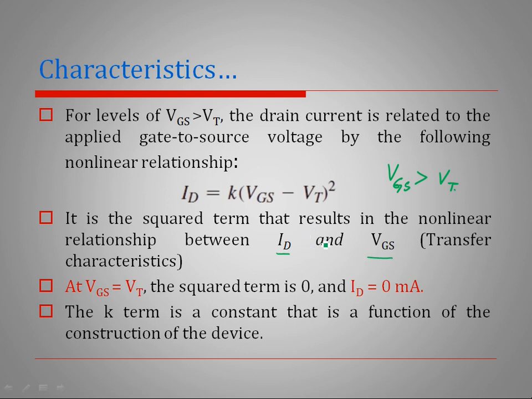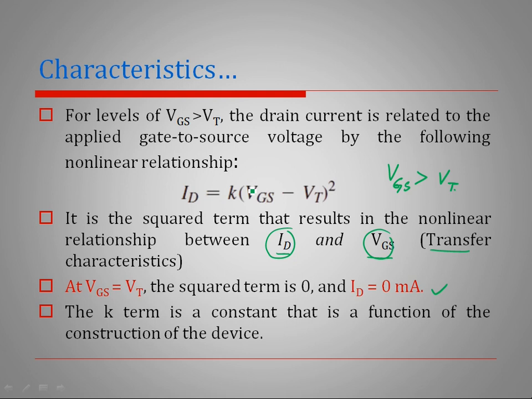So what is the relation between ID and VGS? ID is the output and VGS is the input, so it is nothing but the transfer characteristics of this MOSFET. Now at VGS equal to VT, this square term will be 0 and ID is 0 milliampere. We discussed that. For VGS less than or equal to VT, ID will remain 0.